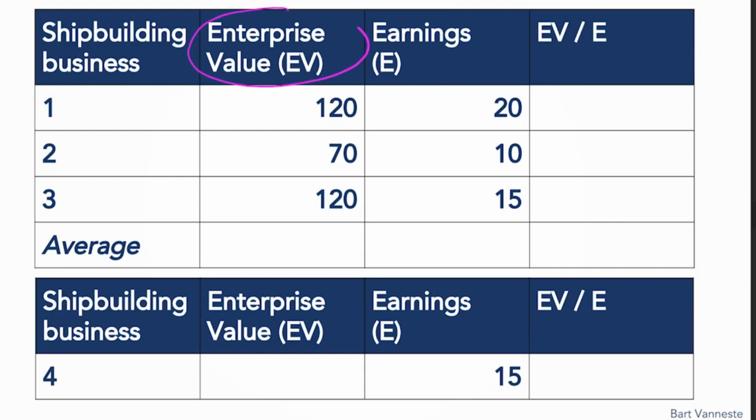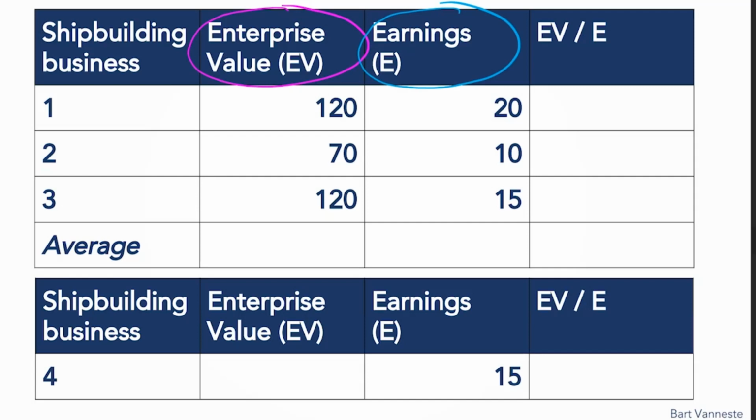The second column that you see is enterprise value. That basically means how much is the company worth. So if you were to buy that company or that business, how much would you have to pay? So for business 1, that would be 120. The third column is earnings, which is what were the earnings in the last year. And for this particular company number 1, it was 20.